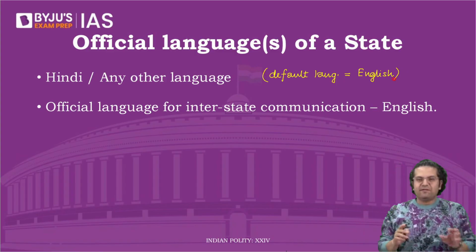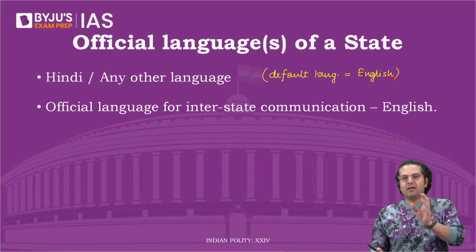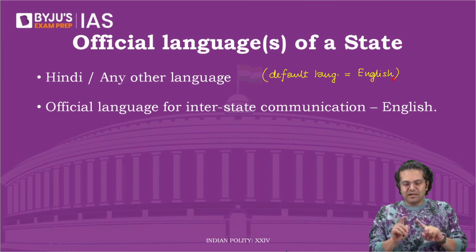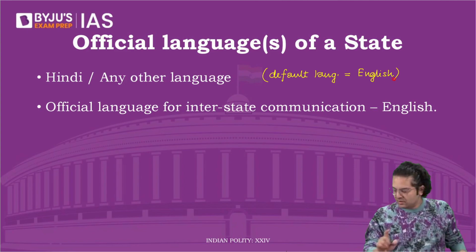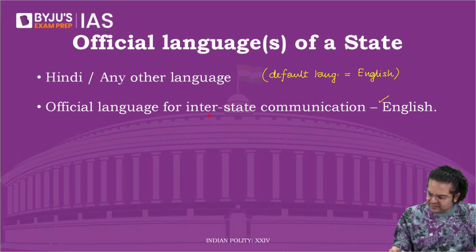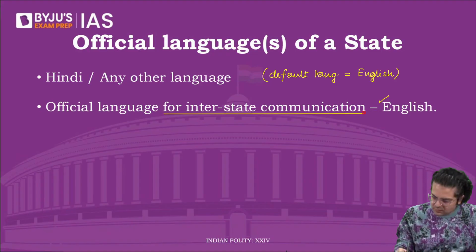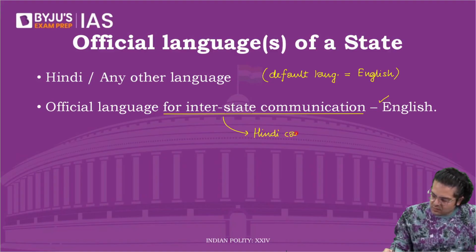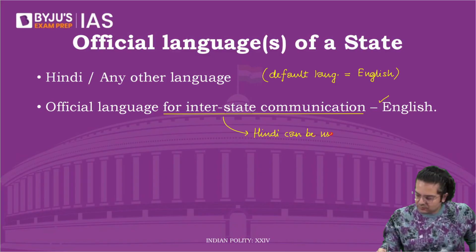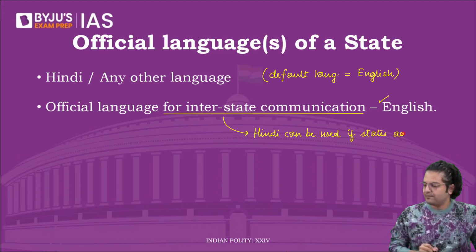Now, if Karnataka wants to communicate with Tamil Nadu, or Tamil Nadu wants to communicate with MP, or MP with Tripura, interstate communication is done in English. However, for interstate communication, Hindi can be used if states agree. Okay.